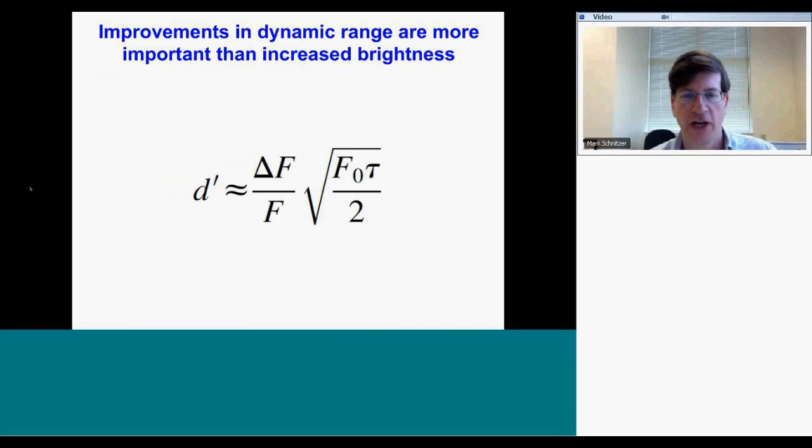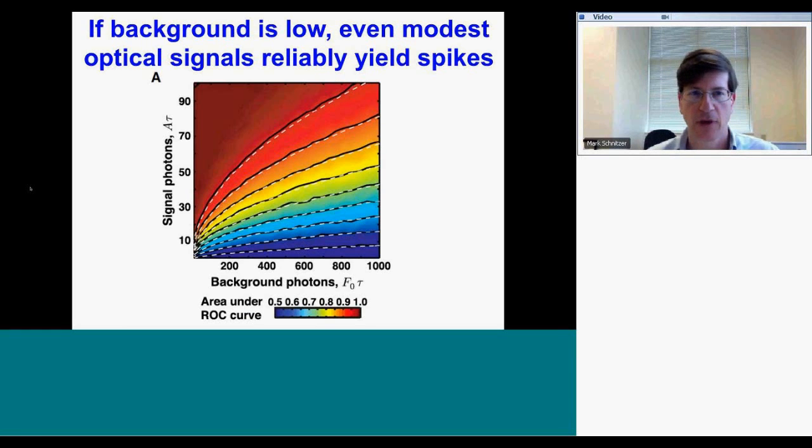Now, I'm not going to go through all the theory here, but there's some basic ways that we can improve voltage indicators. And this is an approximate relation that can be calculated in the shot noise limited case, again, where quantum fluctuations in photon counts are the limiting factor. And what we see here is that D prime improves linearly with increases in the signaling dynamic range, whereas if we hold the signaling dynamic range constant and we simply increase the brightness of the indicator, we only get a square root improvement in our signal detection fidelity.